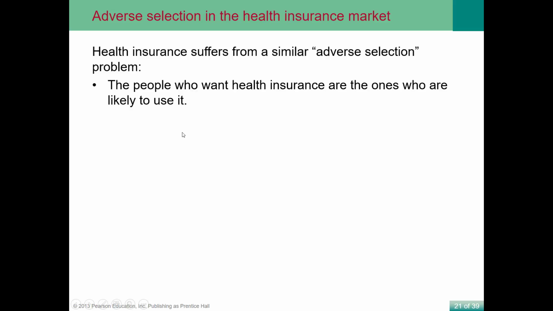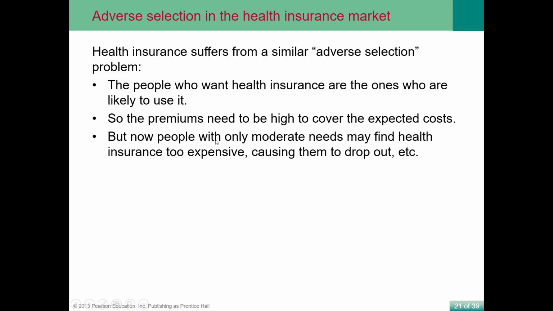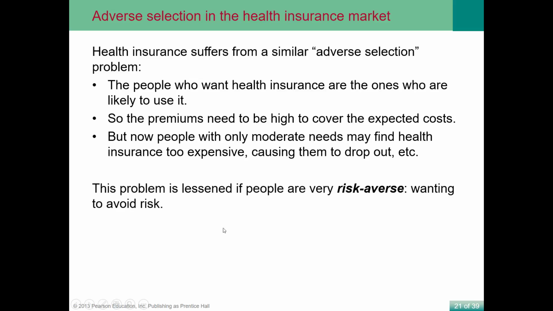The people who want health insurance are the ones who are likely to use it. So the premiums need to be high to cover the expected costs. Insurance really works with risk pooling. You need a bunch of healthy people to pool with the unhealthy people in order to offset the risk for the insurance company, or the premiums need to be higher. But now people with only moderate needs may find health insurance too expensive, and they might start dropping out. This becomes the adverse selection death spiral. It's happening, or has been happening, in the Affordable Care Act, and we'll talk about that.